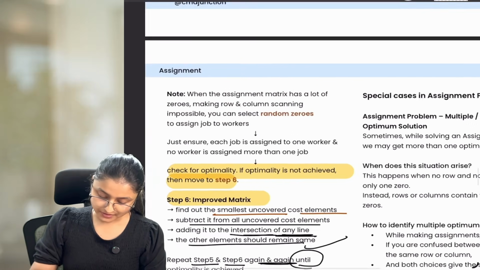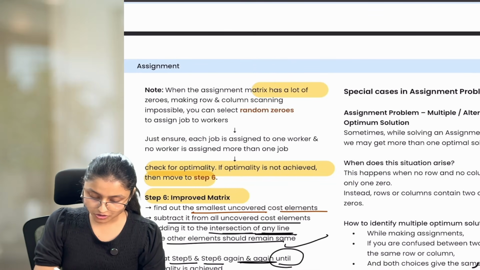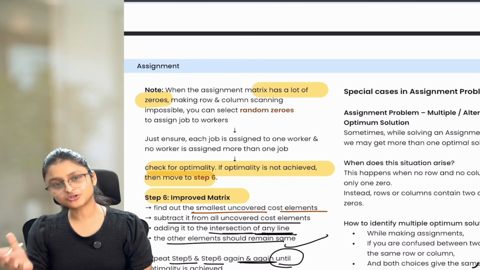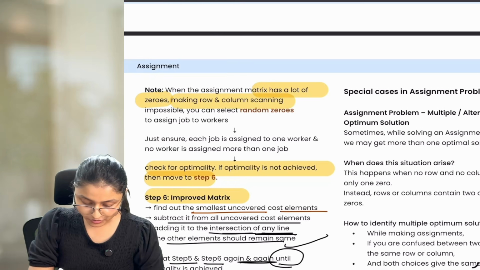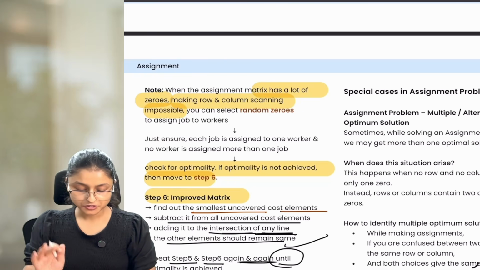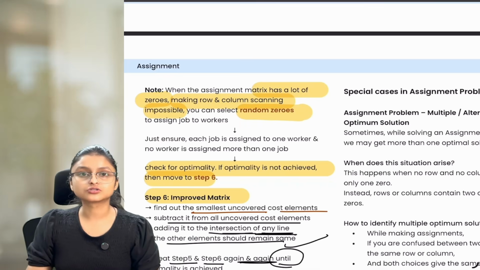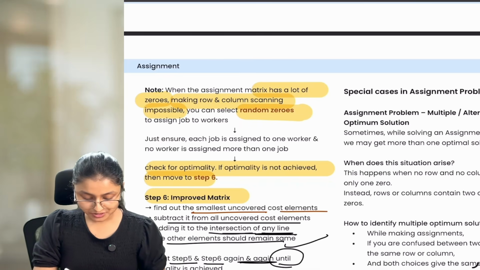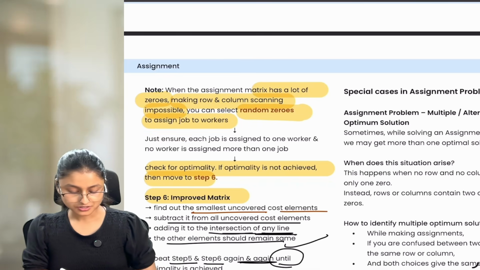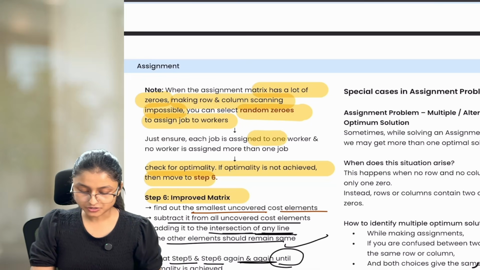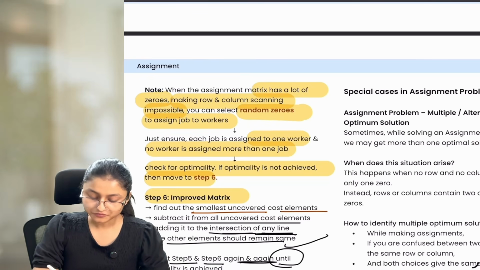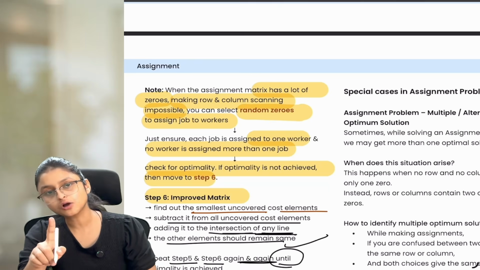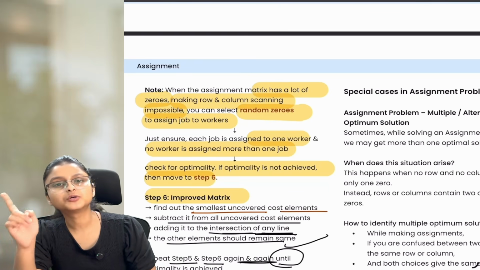Note, when the assignment matrix has a lot of zeros, as in our case, making row and column scanning impossible, you can select random zeros to assign jobs to workers. Just ensure each job is assigned to one worker and no worker is assigned more than one job. Okay? So, we can select random zeros, but we have to make sure that one worker should have one job and one job should have one worker only.